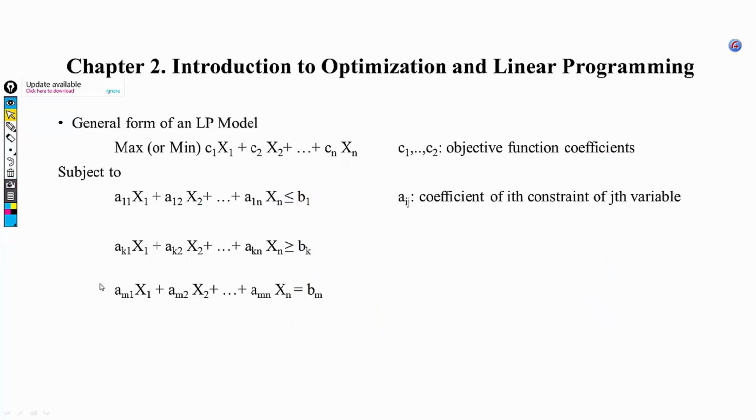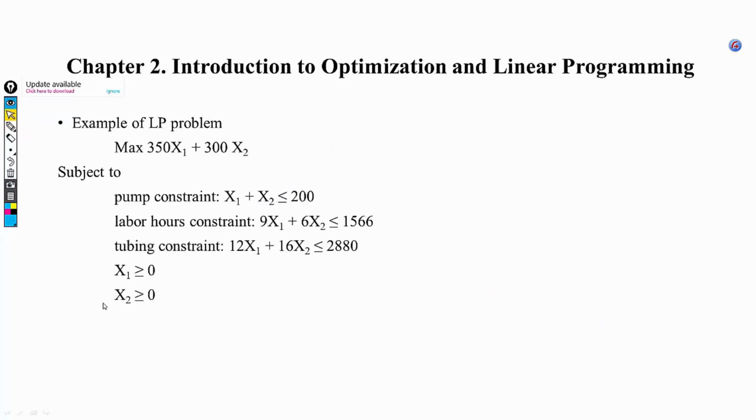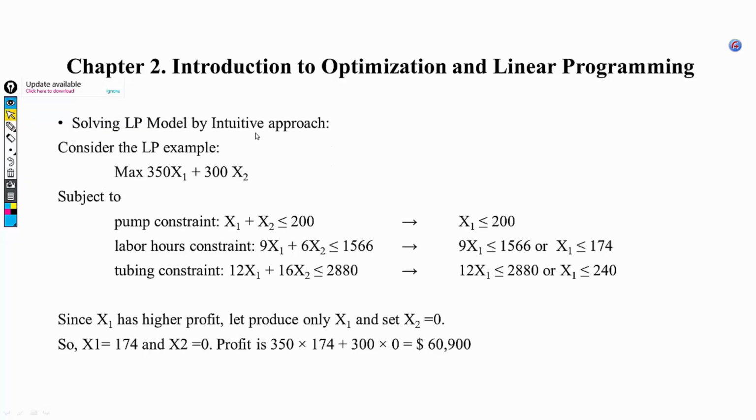Let's talk a little bit about solving the problem we already modeled. One way is that we solve it by intuitive approach. It means that based on the understanding of the problem, guess some of the variables and find the other ones. Let's say for example, in this problem, because first product gives a higher profit, I just produce all the material to product 1 and nothing for product 2.